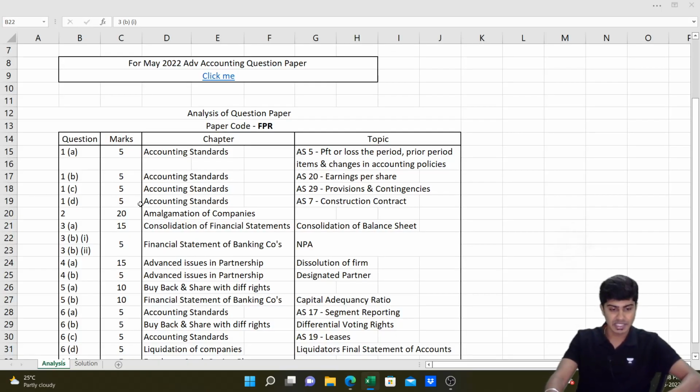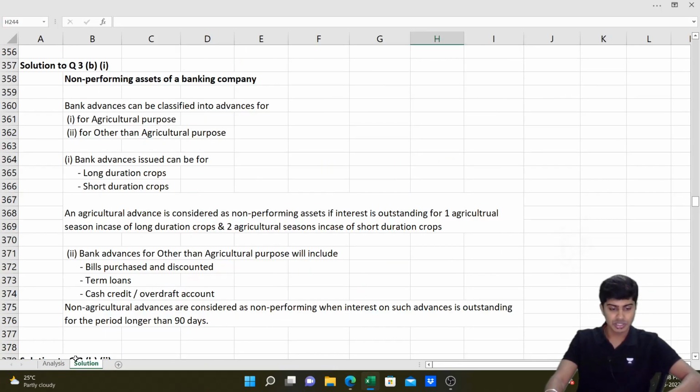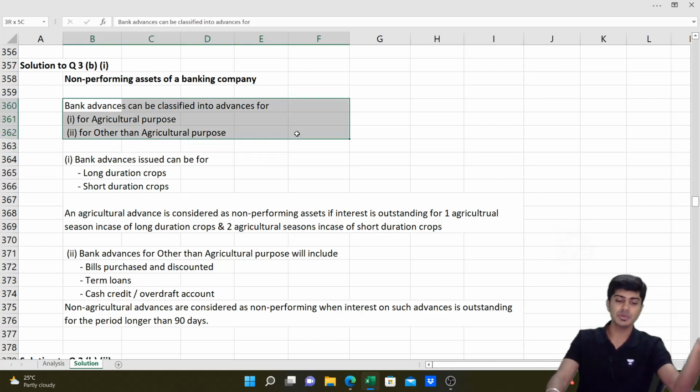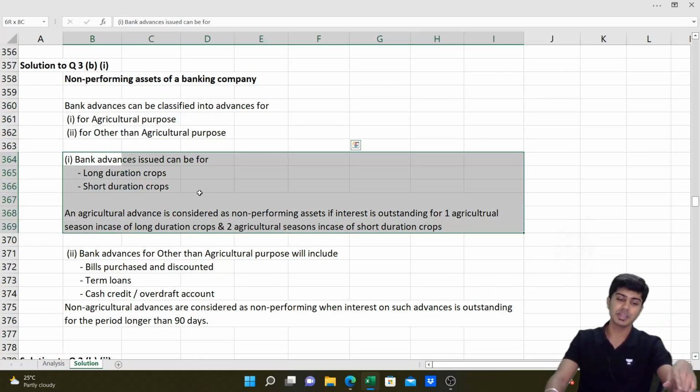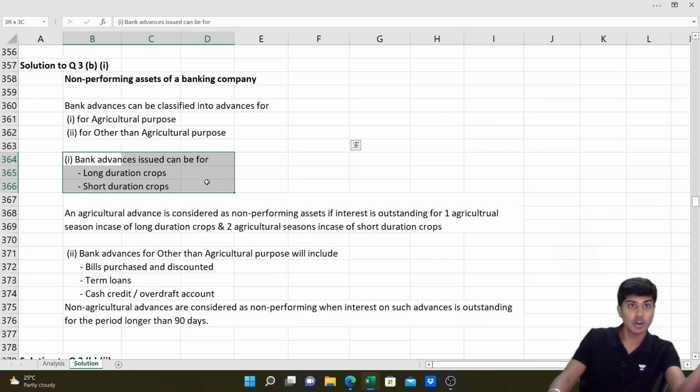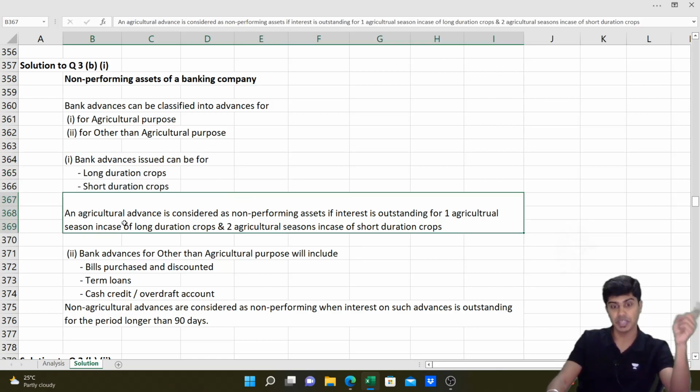Let's quickly see the answer for the same. Question 3b. Bank advances can be classified into agricultural purpose and other than agricultural purpose. If it is for agricultural purpose, it can be given for long duration crops or short duration crops. An agricultural advance is considered as NPA if interest is outstanding for one agricultural season for long duration crops and two agricultural seasons for short duration crops.